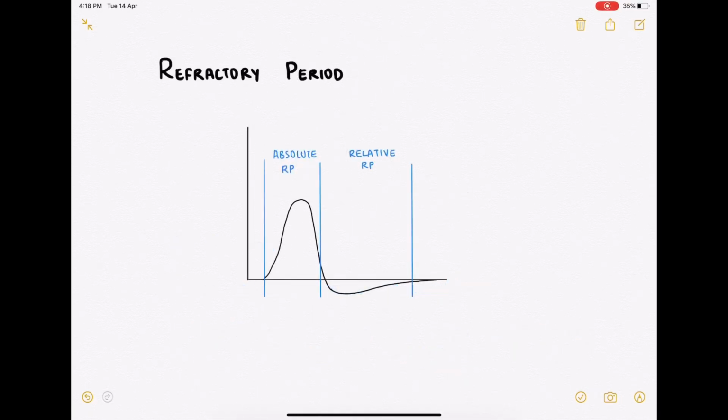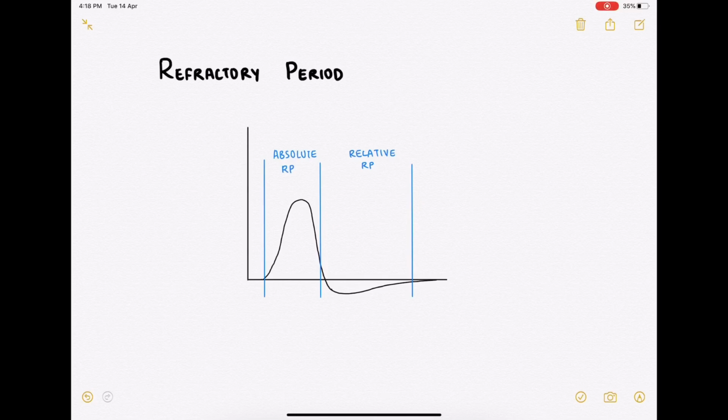The last thing we shall be talking about in this video is the refractory period. We have two types of refractory period, absolute and relative refractory period. Absolute refractory period is the period during which, no matter how strong the stimulus is, it cannot induce a second action potential. In this phase, most of the sodium channels are either open or in inactivated state.